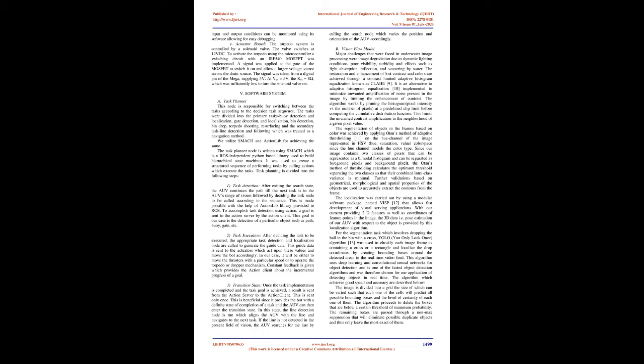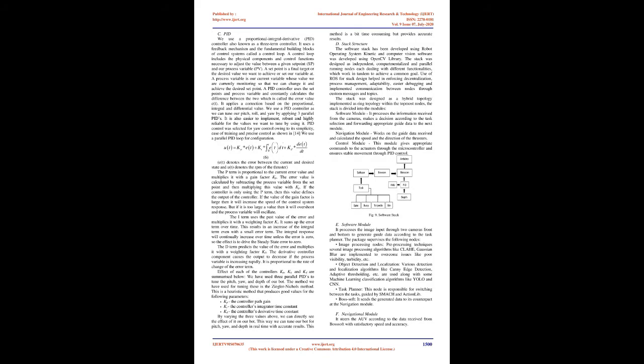In this state, the line detection node is run, which aligns the AUV with the line and navigates to the next task. If the line is not detected in the present field of vision, the AUV searches for the line by calling the search node, which varies the position and orientation of the AUV accordingly.